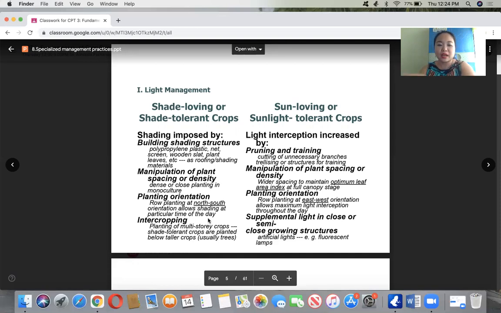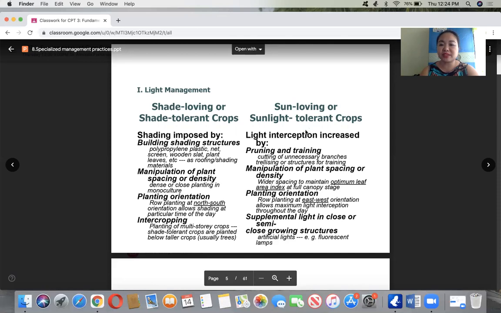And the last one, we also have intercropping, where you plant a lot of different sizes, tall, medium, or what you call multi-story crops, where the shade tolerant crops will be planted below the taller crops, of course, which are usually trees.